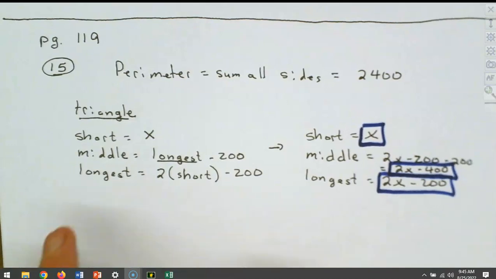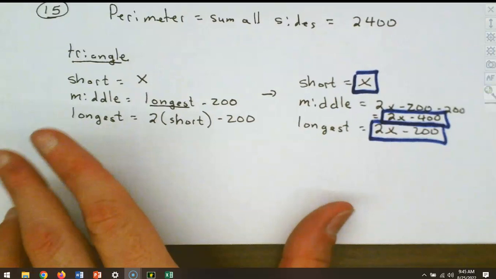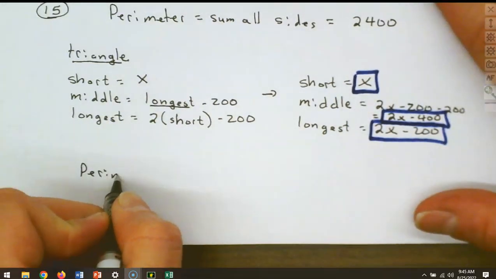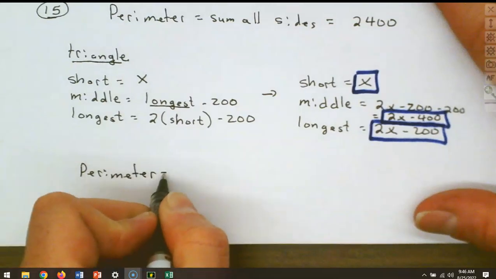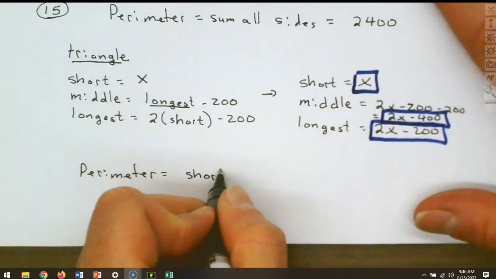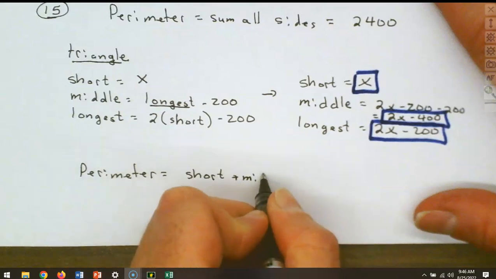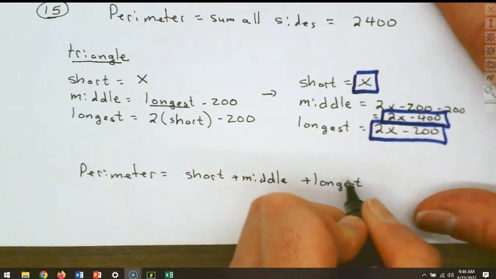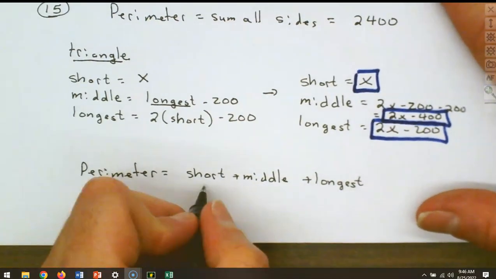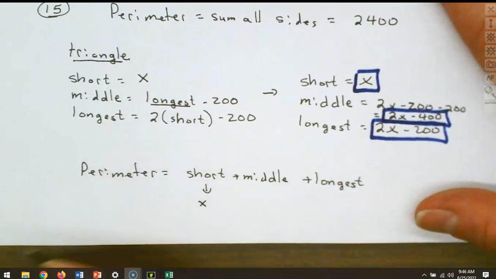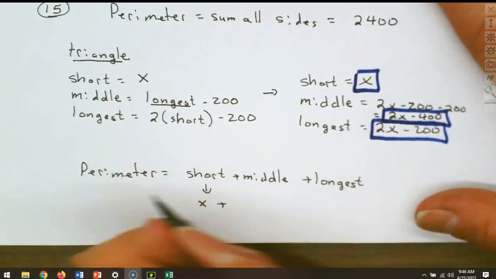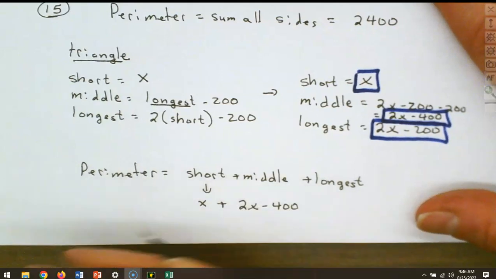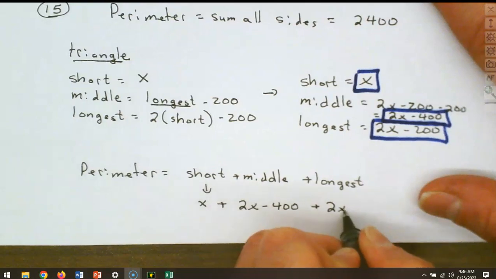Now, what do we know about the perimeter again? Well, we know the perimeter is the sum of all the sides. So the perimeter is going to be the short side plus the middle side plus the longest side. Okay? And we can fill them in. So we know the short side is x. We know the middle side is 2x minus 400. And we know the longest side is 2x minus 200.